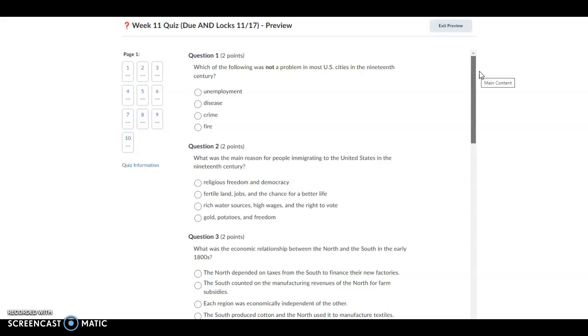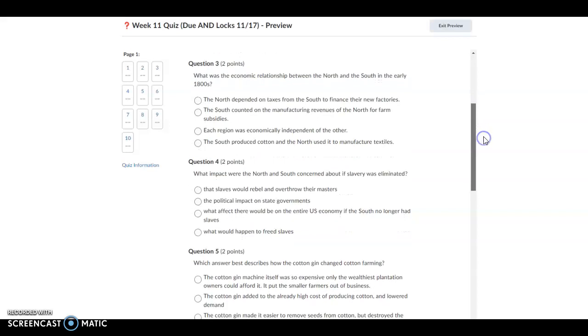Question 2, what was the main reason for people immigrating to the United States in the 19th century? A, religious freedom and democracy, B, fertile land, jobs, and the chance for a better life, C, rich water sources, high wages, and the right to vote, or D, gold, potatoes, and freedom.